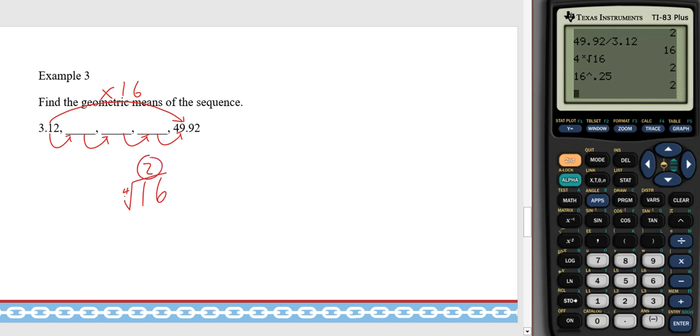Filling in those missing terms then, 3.12 times 2. Those are my missing values right there: 6.24, 12.48, and 24.96.